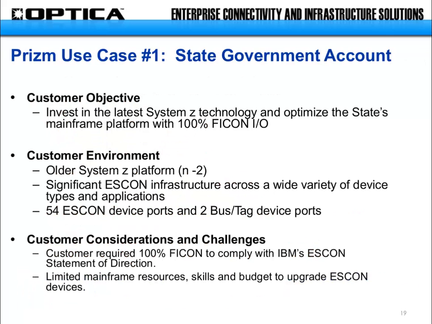Okay, let's talk about a couple of very specific customer examples. I've highlighted two examples here in today's presentation. The first was a state government account, and this account had older Systems E technology, N-2, and they were challenged with modernizing on the mainframe and also trying to figure out how to reconcile their device portfolio: which devices to migrate to native FICON, which to maintain behind Prism when they migrated to the newer Systems E technology.